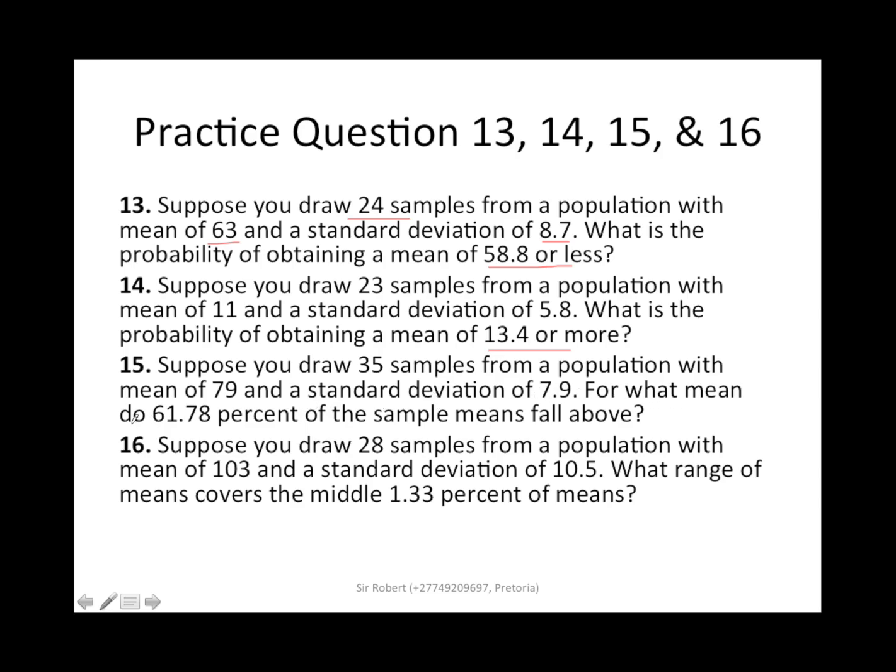Suppose you draw 35 samples from a population with a mean of 78 and a standard deviation of 7.9. What mean is 61.78% of the sample means found above? So you can see the keyword above here. Suppose you draw 28 samples from a population with a mean of 103 and a standard deviation of 10.5. What range of means covers the middle 1.33% of means? You can attempt these, then look at the solutions after your time.